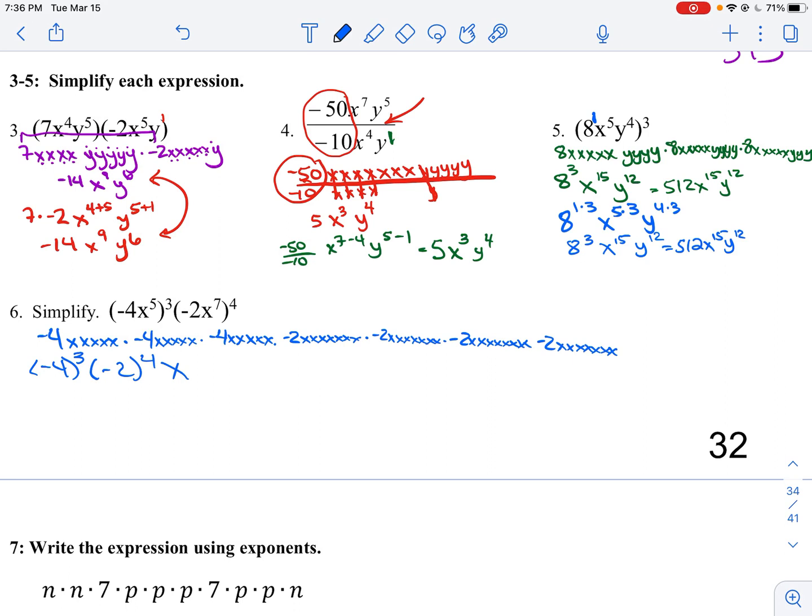Then the x's: 5, 10, 15. And then I had 15 there. I have 7, 14, 21, 28. So I'm going to add 28. That's going to get me 40. Is that 43?